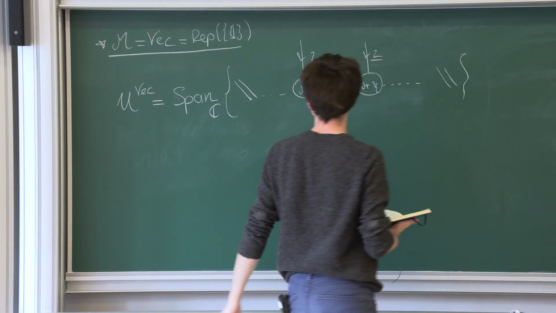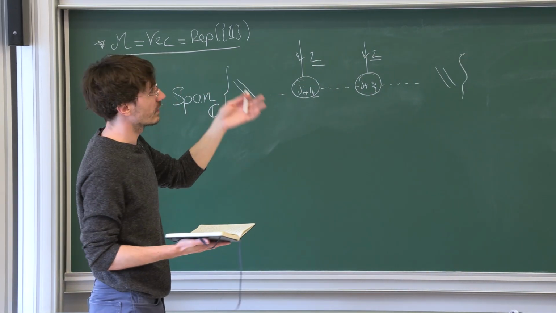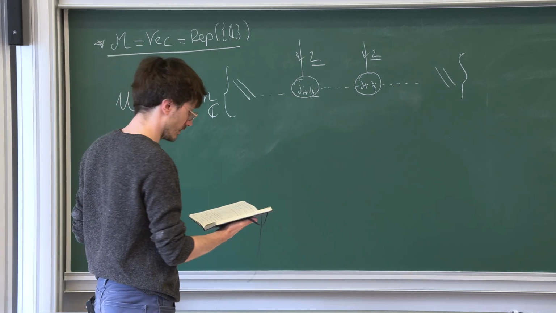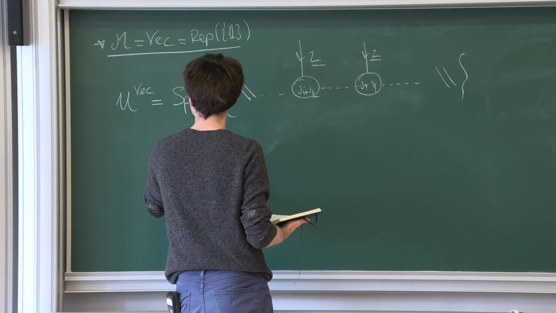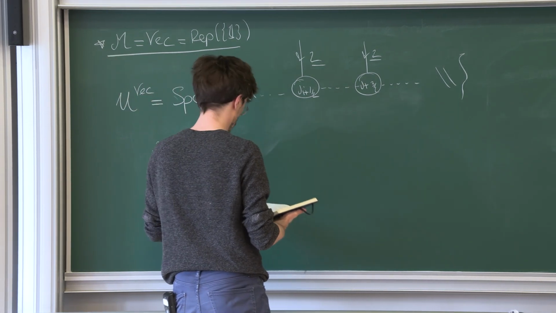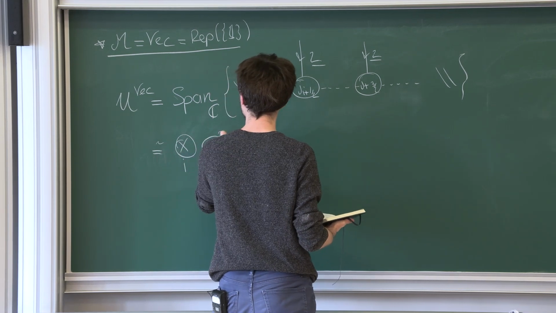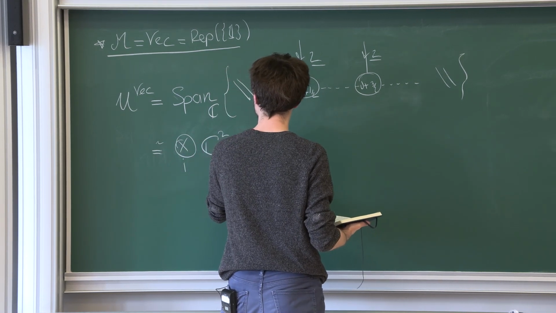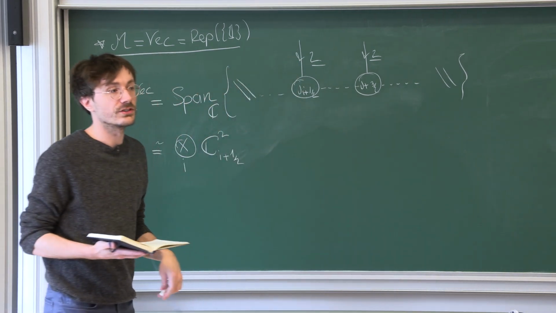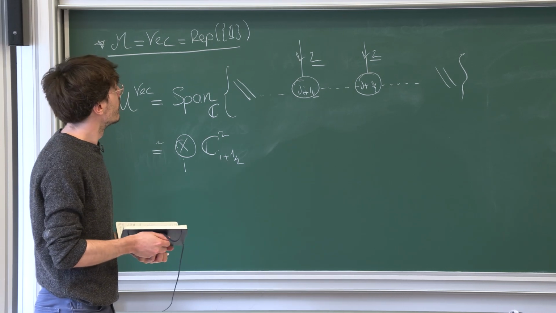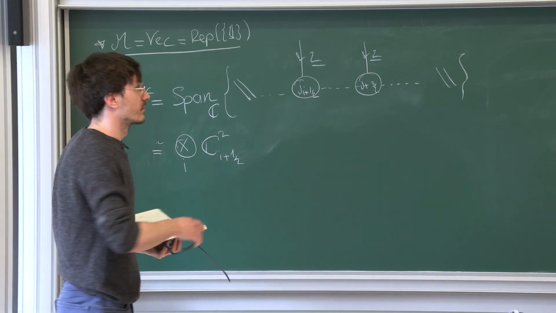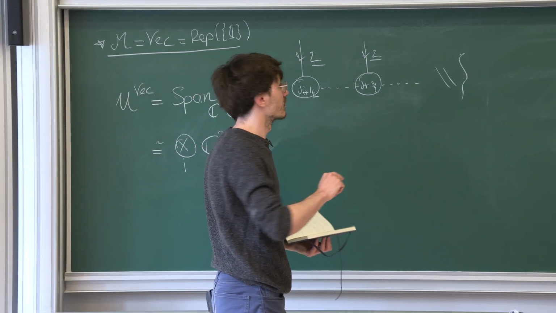Okay, so that's how the Hilbert space looks in our diagrammatic language. At the end of the day, this is just a tensor product space where I have a copy of C2 at every half integer site. So maybe let me clarify what's going on here.